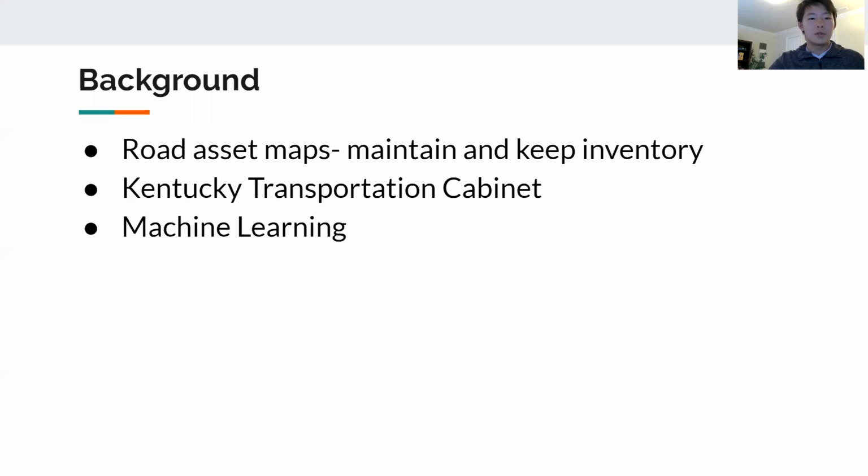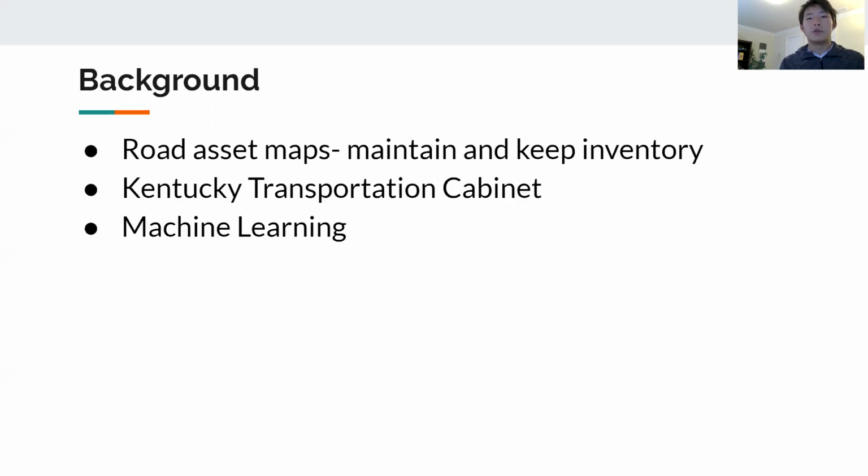First, road asset maps are maps of road assets. Road assets are pieces of infrastructure that help improve the safety and quality of our roads, such as signs, traffic lights, or barriers. These maps are needed to maintain and keep inventory of road assets. The Kentucky Transportation Cabinet has been working to find methods to effectively create up-to-date and accurate maps of these road assets, which is where my project comes in.